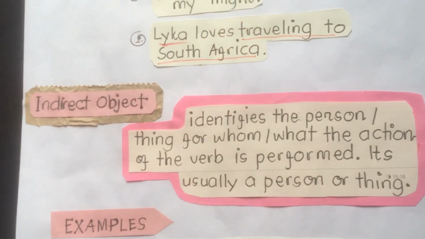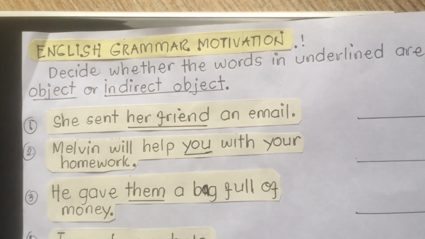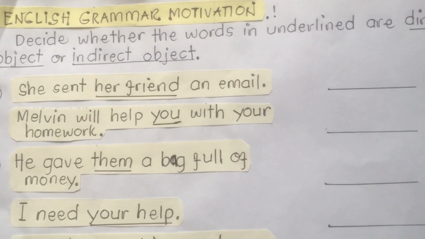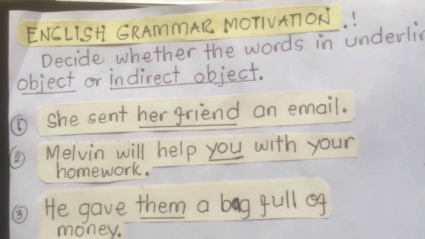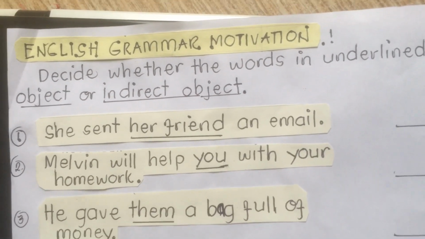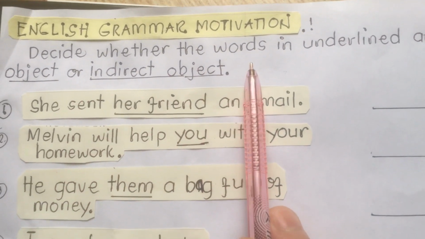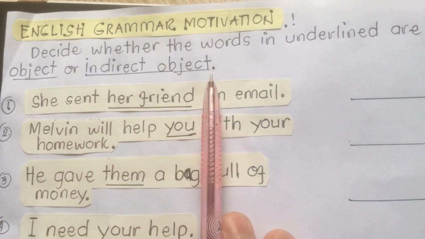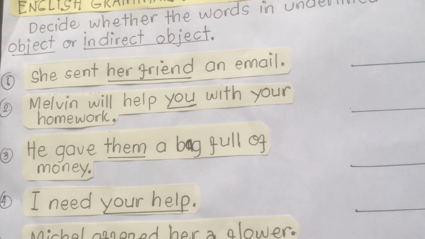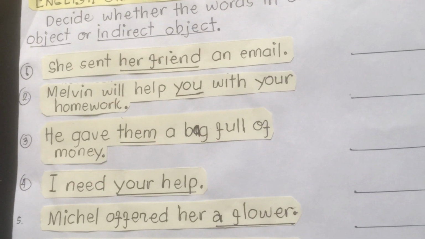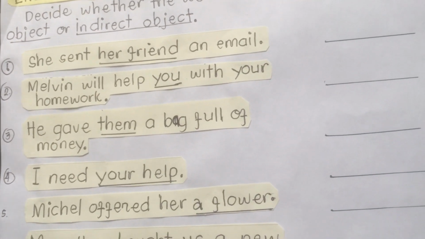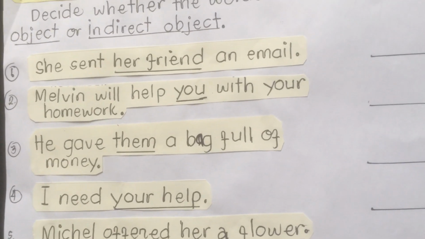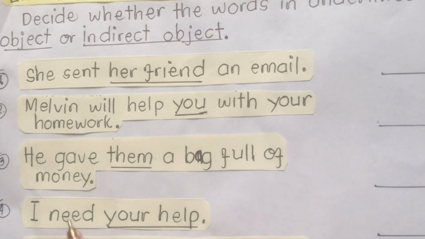Here we go. Let us proceed to our motivation process. Guys, we're going to decide whether the underlined words are direct objects or indirect objects. We can write IO for indirect object and DO for direct object. So let's have first number one.